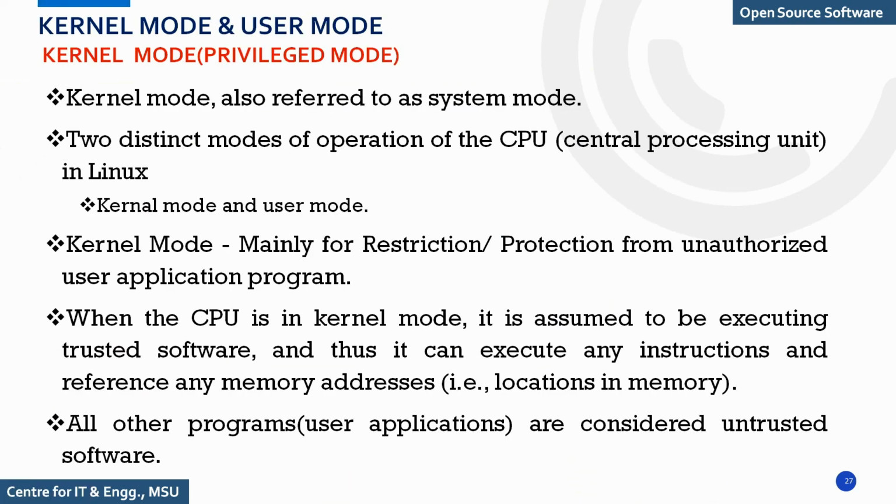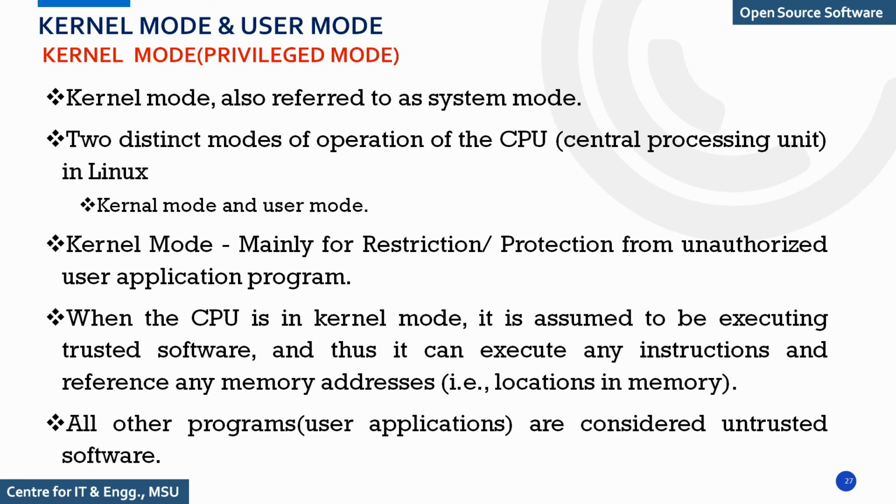The next topic is kernel mode, which can also be called privileged mode. The kernel mode can also be called system mode. There are two distinct modes of operation of CPU in Linux. One is kernel mode, another is user mode. The kernel mode is mainly used to protect the computer from unauthorized user application programs. When the CPU is in kernel mode, the system is assumed to be executing trusted software. It only runs the trusted software.